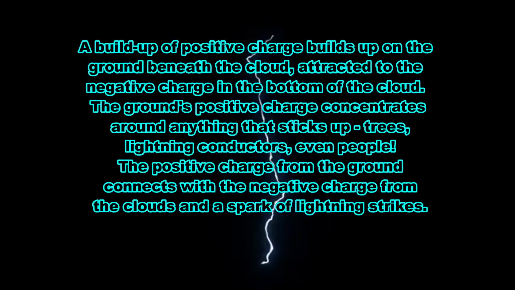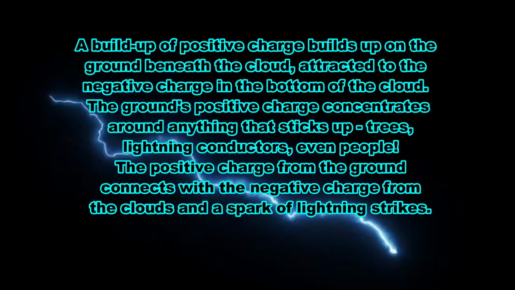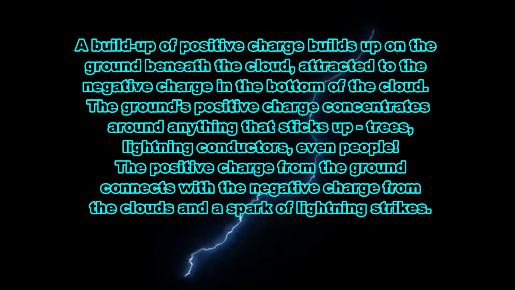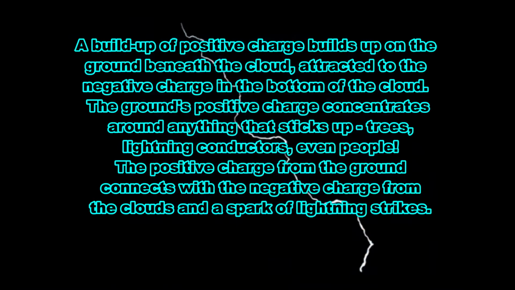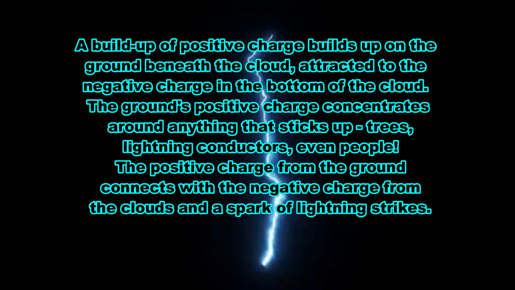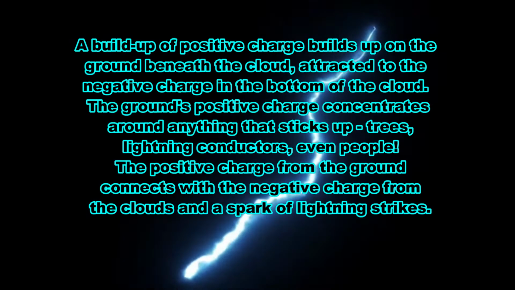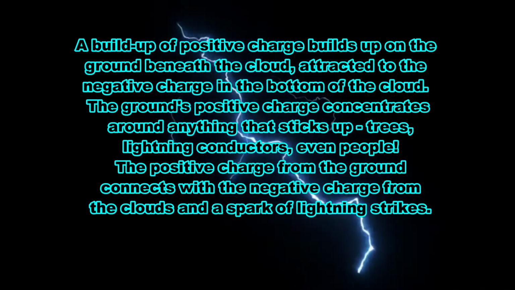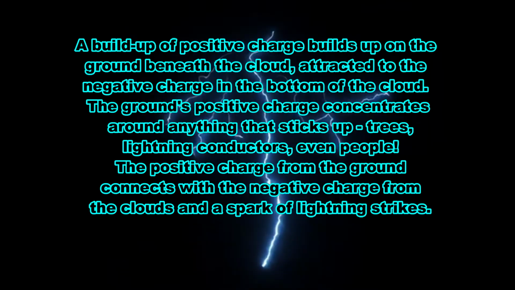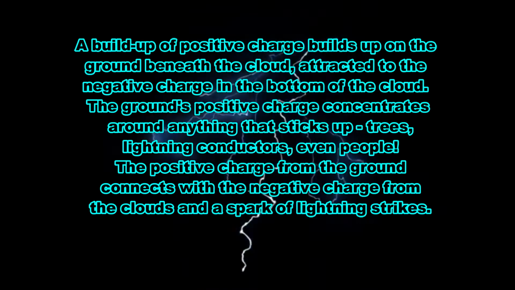A positive charge builds up on the ground beneath the cloud. Attracted to the negative charge in the bottom of the cloud, the ground's positive charge concentrates around anything that sticks up: trees, lightning conductors, even people. The positive charge from the ground connects with the negative charge from the clouds and a spark of lightning strikes.